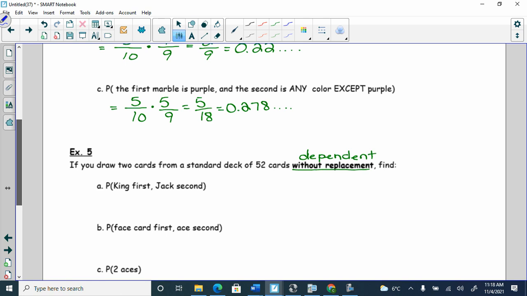So we're taking a king out first and then a jack. And multiply. How many kings are there? 4 out of 52. And a jack? 4 out of 51. What does that reduce to? 4 over 663. Which is 0.006.